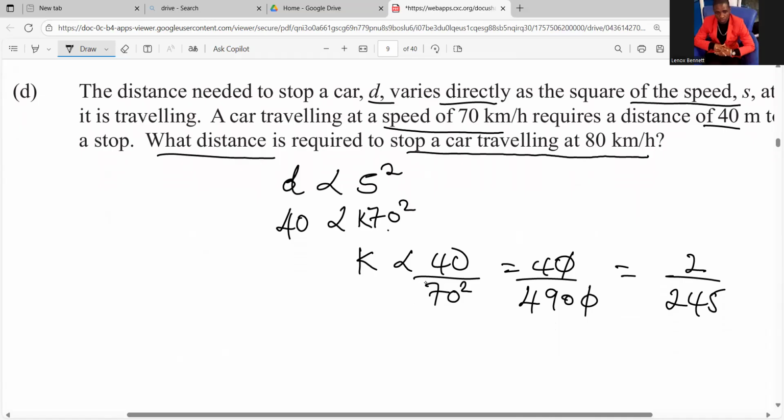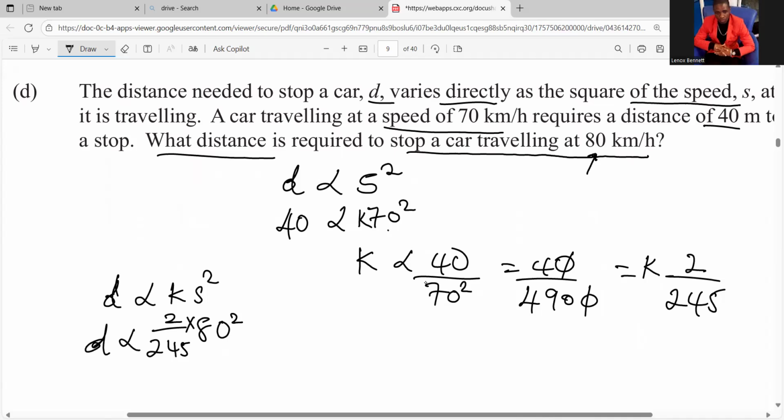And they ask what distance is required to stop the car at 80 kilometers per hour? So we're going to use this K. And remember, this is the formula: D equals K S squared. What did they give us? 80 kilometers per hour, which is the speed. So we have 80 squared. We know the constant K now, which is 2 over 245. So we just multiply this, and then we can find the distance.